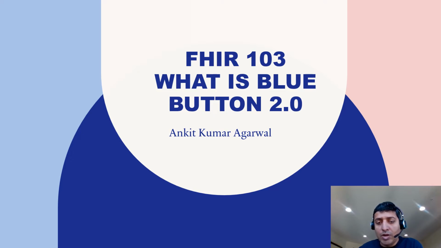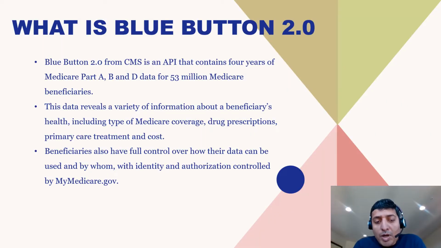In this video, we will talk about what is Blue Button 2.0. Blue Button 2.0 from CMS is an API that contains 4 years of Medicare Part A, Part B, and Part D data for 53 million Medicare beneficiaries. This data reveals a variety of information about a beneficiary's health, including type of Medicare coverage, drug prescription, primary care treatment, and cost. Beneficiaries also have full control over how their data can be used and by whom, with identity and authorizations controlled by mymedicare.gov.